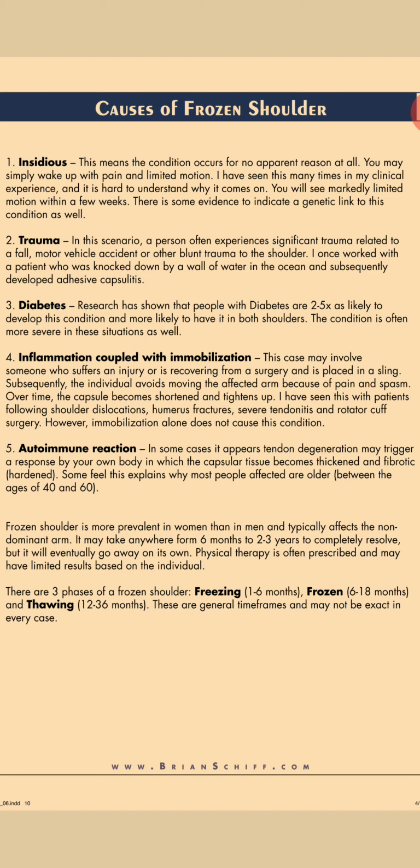It may take anywhere from 6 months to 2 to 3 years to completely resolve, but it will eventually go away on its own. Physical therapy is often prescribed and may have limited results based on the individual. There are three phases of frozen shoulder: freezing, 1 to 6 months; frozen, 6 to 18 months; and thawing, 12 to 36 months. These are general time frames and may not be exact in every case.